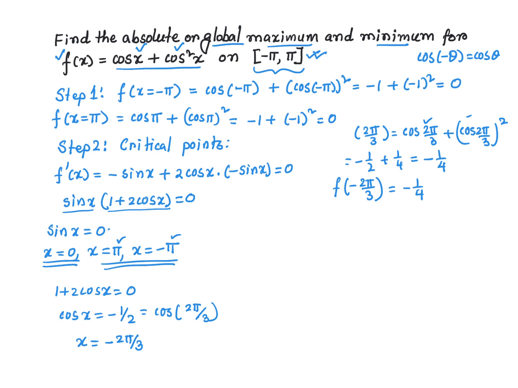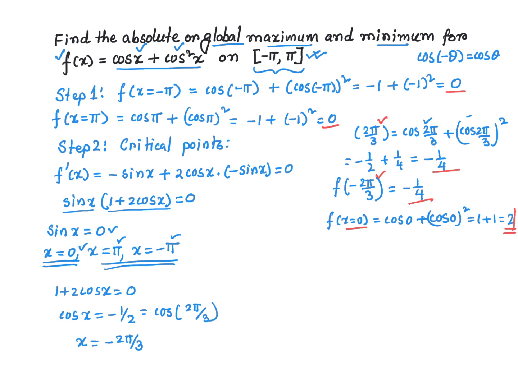I also need to evaluate it for x equal to 0. So f of 0 is going to give me cosine of 0 plus cosine of 0 whole square, which is going to be 1 plus 1, just 2. So we found the value of the function at the boundary points, which is 0 for negative pi and 0 for positive pi. And then we found the value of the function at 2 pi over 3 and negative 2 pi over 3. Both of them are negative 1/4. And at x equal to 0, it is 2.